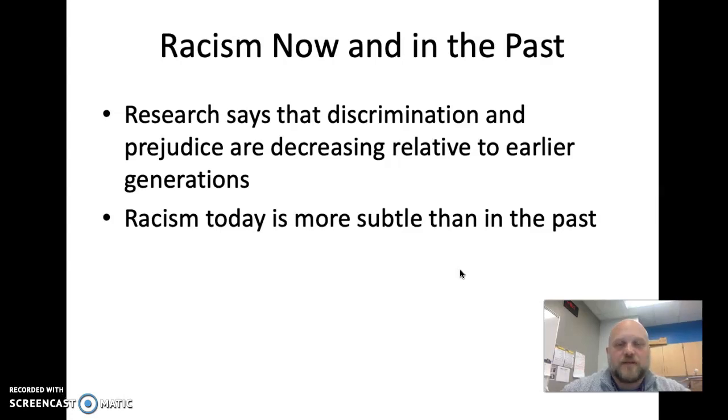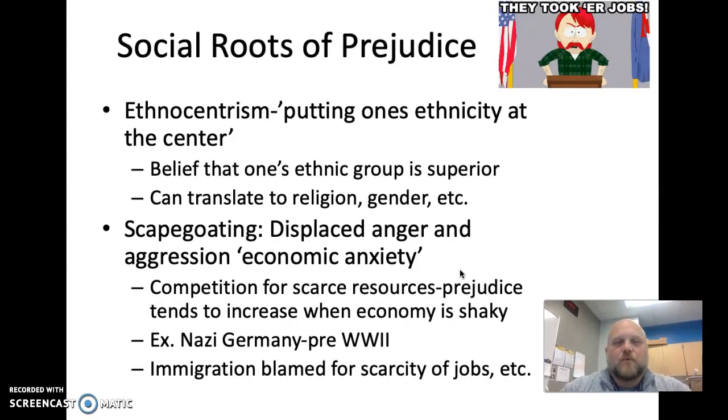We also know that racism today is more subtle than in the past. It's not quite as much in your face, like yelling racial epithets and stuff like that, although that still happens, I'm sure. But apparently the argument is that for the most part, things are not quite as bad as they used to be. So what are some of the causes?